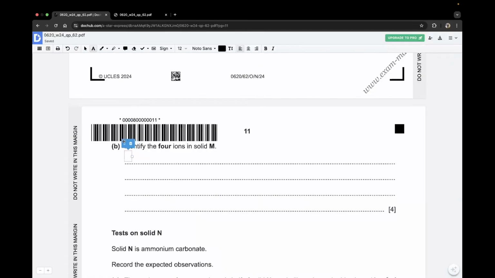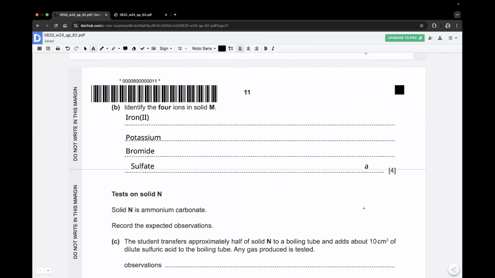And identify the 4 ions in solid M. We've already done this. You can just write iron and ensure that you write the oxidation state as well. Iron 2, potassium, right? And if the oxidation state is just 1, you don't need to write it. I mean, really, if there is only one possible oxidation state, you don't need to write it. This would be bromide. And keep in mind, you can write the chemical formulas as well. And sulfate. Right, there we go. This would be the 4 ions, and you will get 4 marks for this.